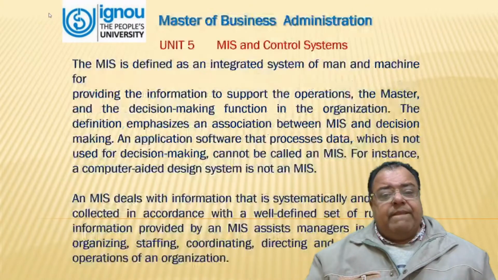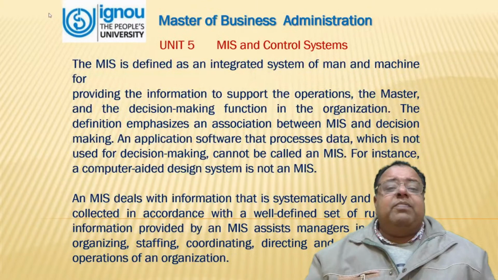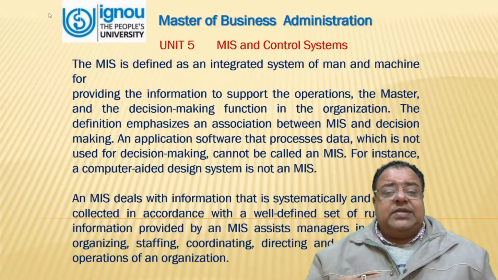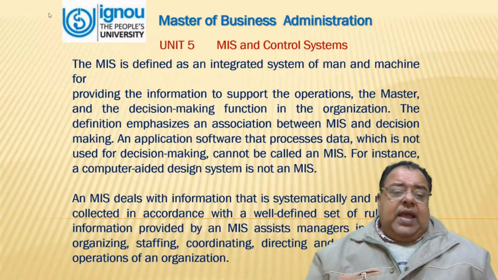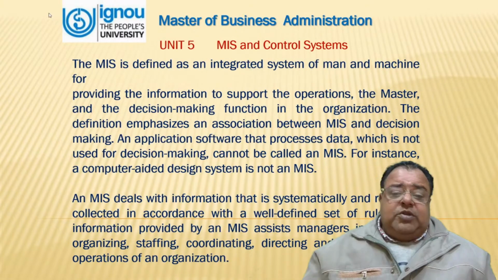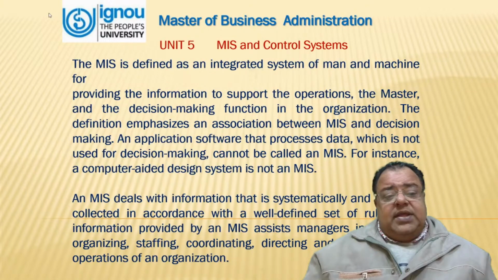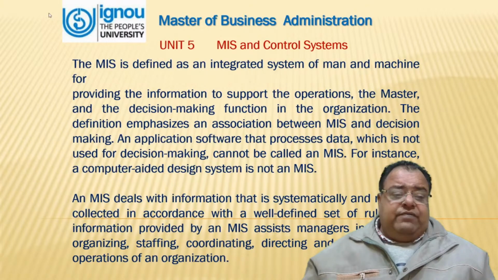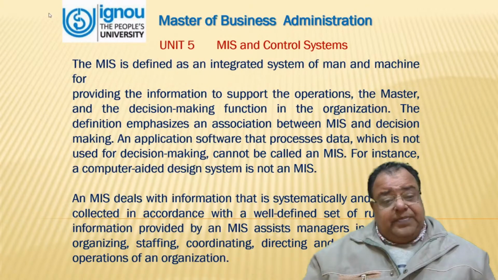Now, we move on to Unit 5, which is MIS and control system. An MIS is defined as an integrated system of man and machine for providing the information to support the operations, the management and the decision-making function in the organization. The definition emphasizes an association between MIS and decision making. An application software that processes data which is not used for decision making cannot be called MIS.